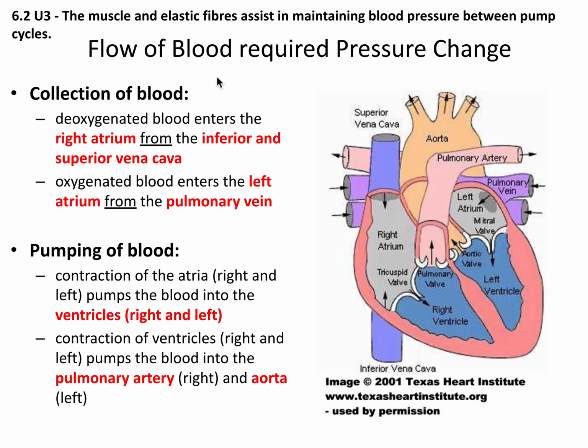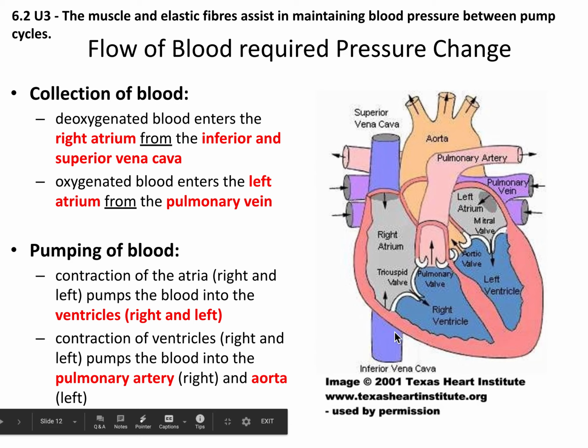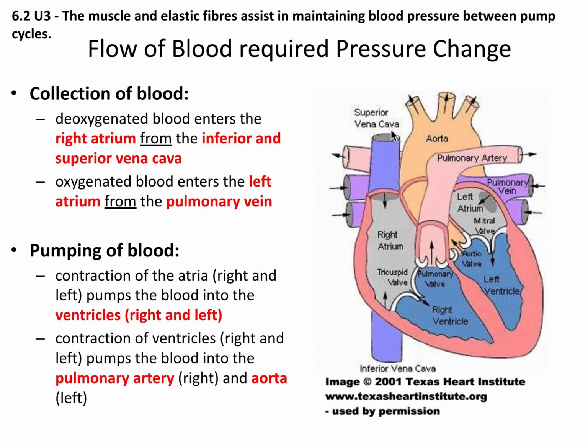Okay, so the flow of blood requires pressure change. This is the pathway of the blood. The muscle and elastic fibers assist in maintaining this blood pressure between pump cycles. What you're going to see here is first the collection of the blood, where the blood enters through the superior vena cava and the inferior vena cava. The blood goes into the right atrium from the inferior or superior vena cava, and then it goes into the right ventricle through this tricuspid valve. And at this point, the blood is still deoxygenated. It hasn't picked up oxygen yet.